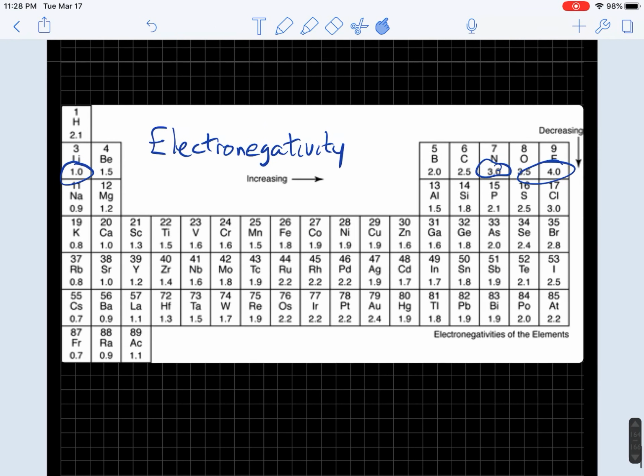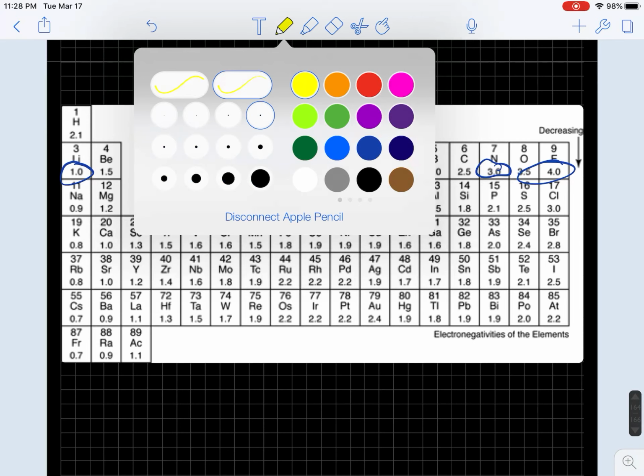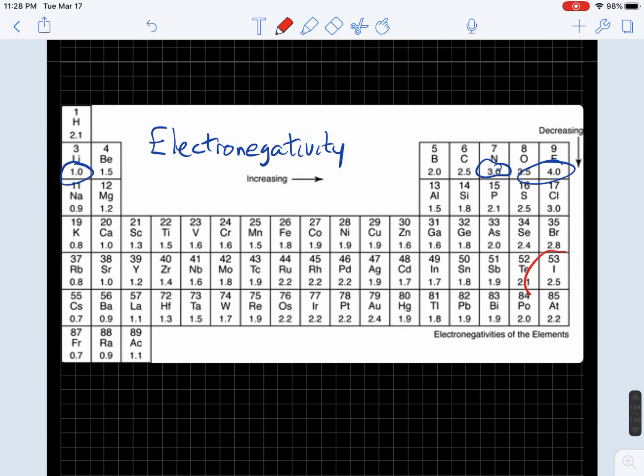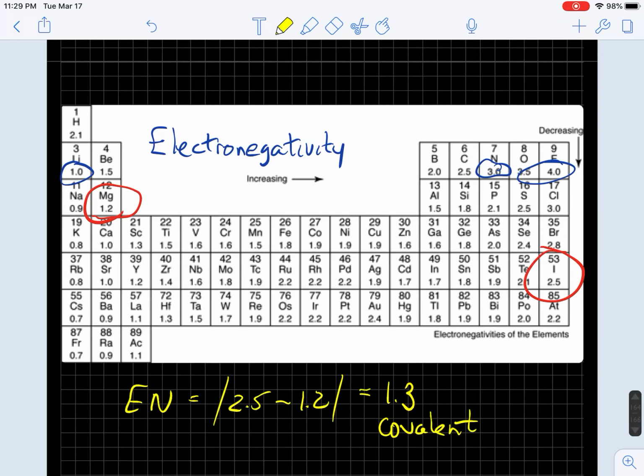For instance, if we take a look at a bond between iodine, which has an electronegativity value of 2.5, and magnesium, which has an electronegativity of 1.2, normally we'd say magnesium metal, iodine nonmetal, this must be an ionic bond. But if you take a look at the electronegativity difference, and we're just going to use the absolute value here, it doesn't matter what order you put them in, we do 2.5 minus 1.2, and that gives us a value of 1.3. This is actually covalent. It has more covalent character than it does ionic character.